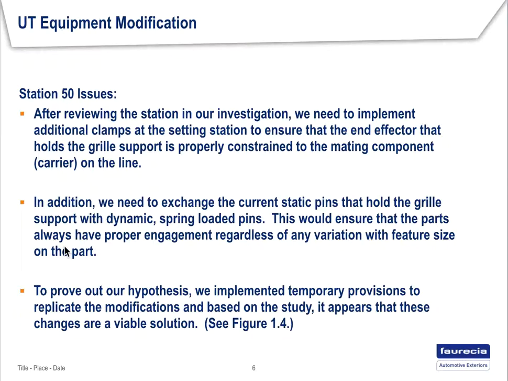Moving on, so Station 50 issues. After reviewing the station in our investigation, we need to implement additional clamps at the setting station to ensure that the end effector that holds the grill support is properly constrained to the mating component, which is the carrier on the line. So what we've noticed is there's not proper clamping. We should have clamps on all areas that are interfacing between the end effector and the grill support, and we do not have a sufficient amount of clamping at all these target zones. So that was noticed right away.